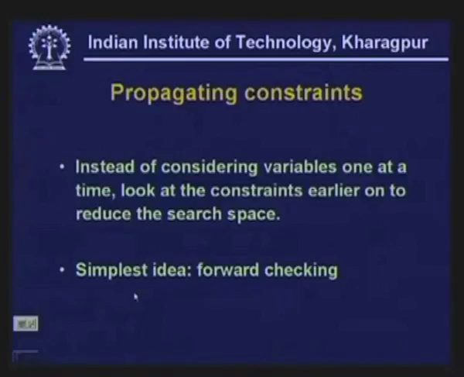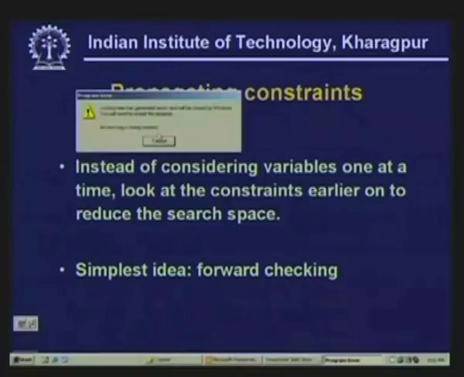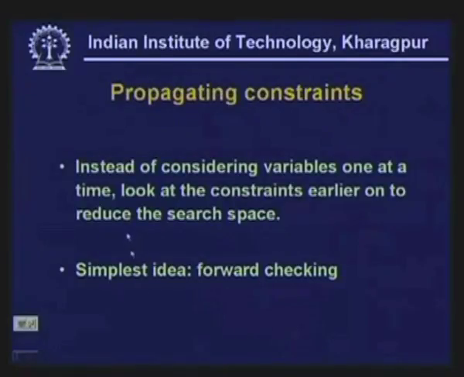Now, we also discussed briefly that apart from the depth first search formulation that we are considering, we can propagate constraints earlier on. So, instead of considering variables one at a time, we look at the constraints early on to reduce the search space. And there are several ideas which people have formulated which gives rise to different algorithms for constraint satisfaction search. The simplest of these ideas is forward checking.